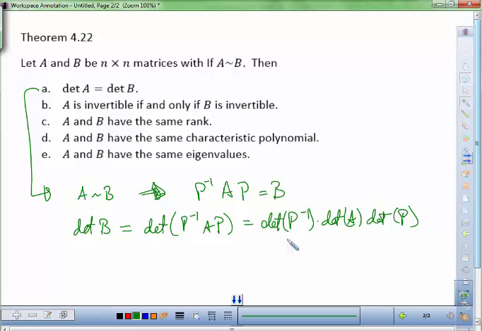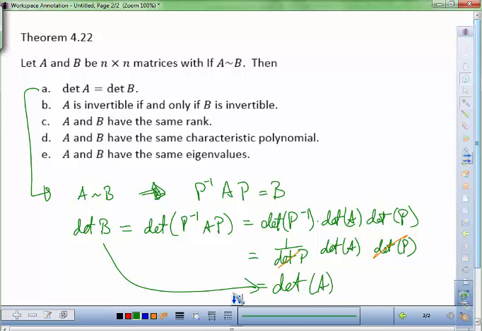So that pretty much finishes up our proof here, because you would be able to cancel the first and last terms, and then all you have left is the determinant of A. So the determinant of B is equal to the determinant of A, which is what we were trying to prove. So that's it.